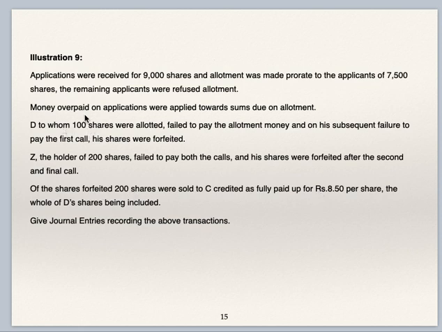So entire 100 forfeited shares of D they have reissued, and out of 200 forfeited shares of Z, 100 shares they have reissued. So 100 of D and 100 of Z, totally 200 forfeited shares they have reissued at 8.50 per share. Give journal entries recording the above transaction.